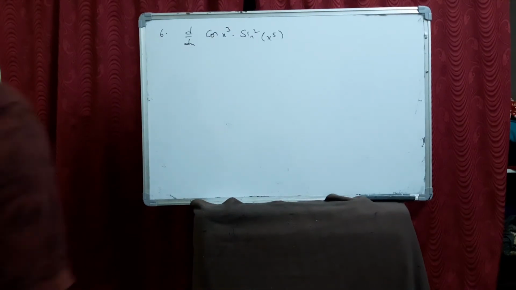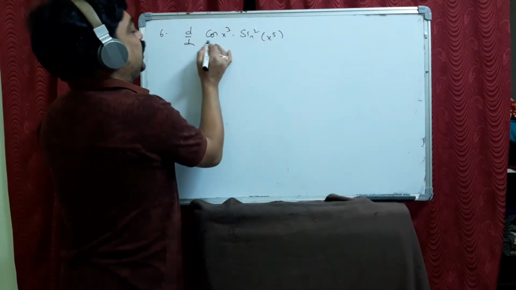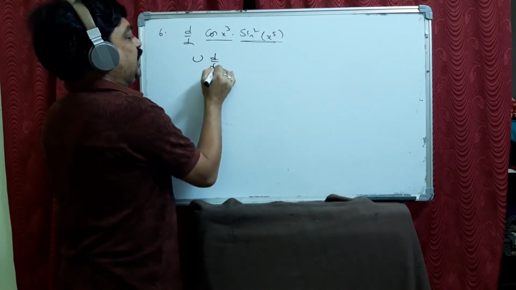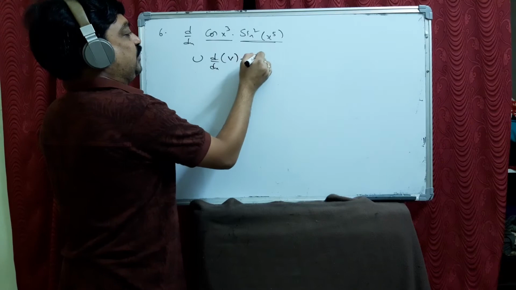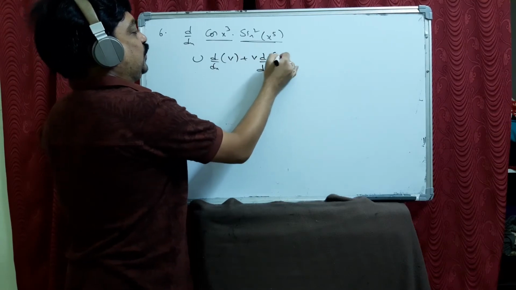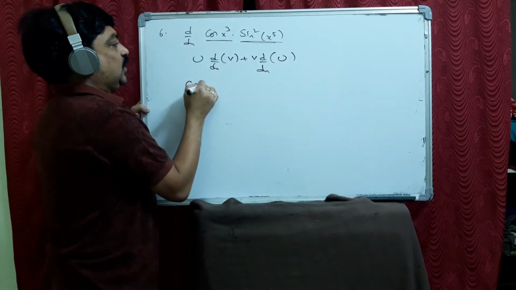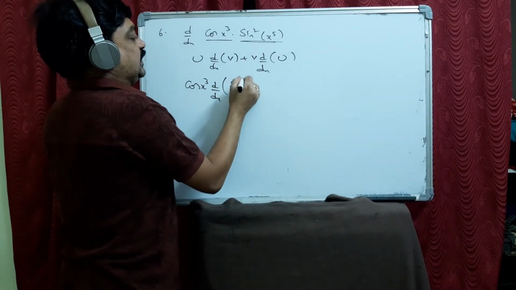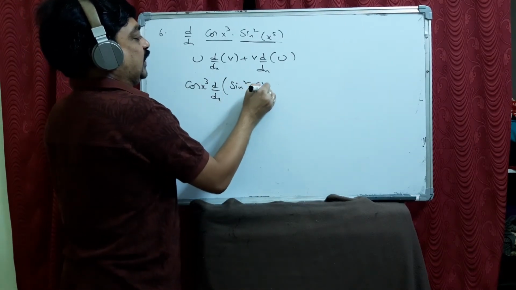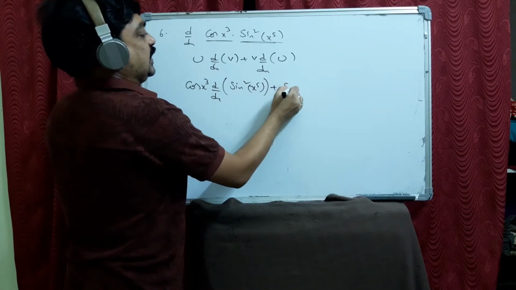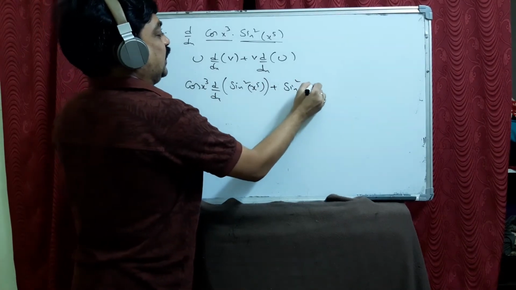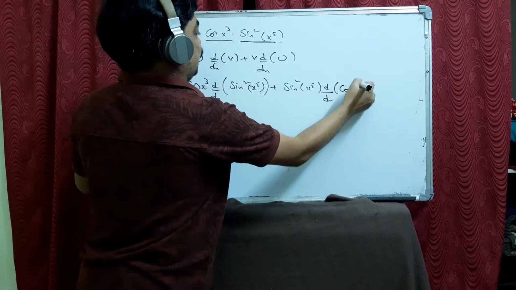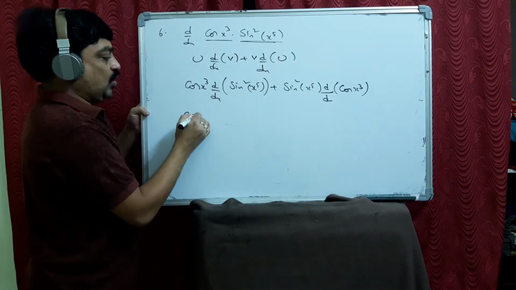Okay. This looks like uv. So we take this thing as uv: u d by dx of v plus v d by dx of u. Okay, it becomes cos x cube into d by dx of sin square x power 5, plus sin square x power 5 into d by dx of cos x cube. It becomes cos x cube.